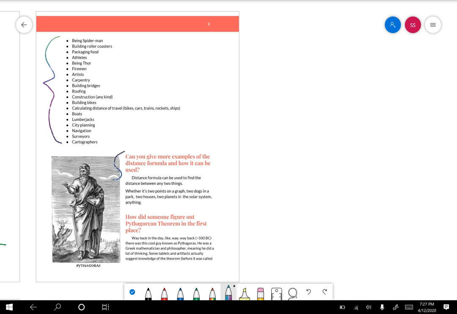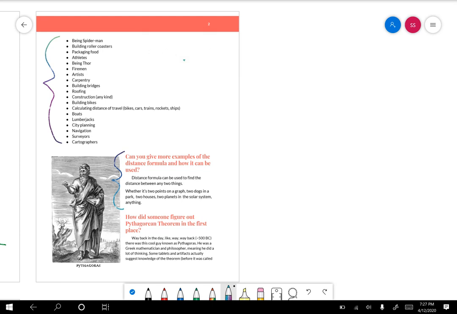This question also goes with that one. Can you give more examples of the distance formula and how it can be used? So really, distance formula or Pythagorean theorem can be used to find the distance between any two things. It doesn't matter what they are.